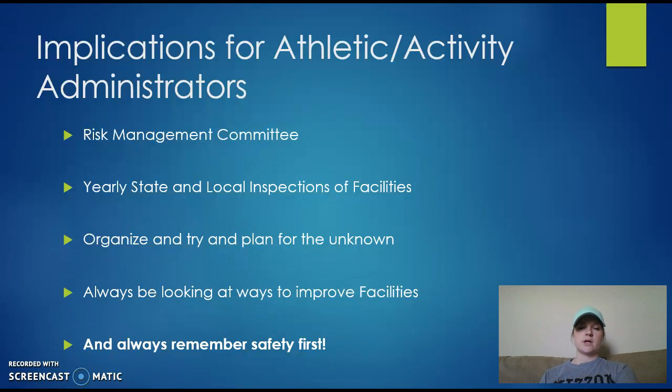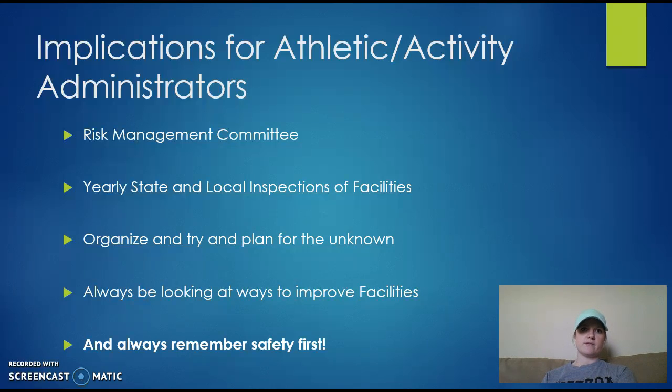Also, you can never plan for the unknown, because you're obviously not going to know when and how it will happen, but you can always organize and plan and do your best in case something like this happens, and try to think outside the box. That can go back to the risk management committee: what could happen at this facility, what are some risks that could occur, and organizing and planning for those. But like I said, you can't plan for the unknowns all the time, so always be looking at ways to improve facilities.